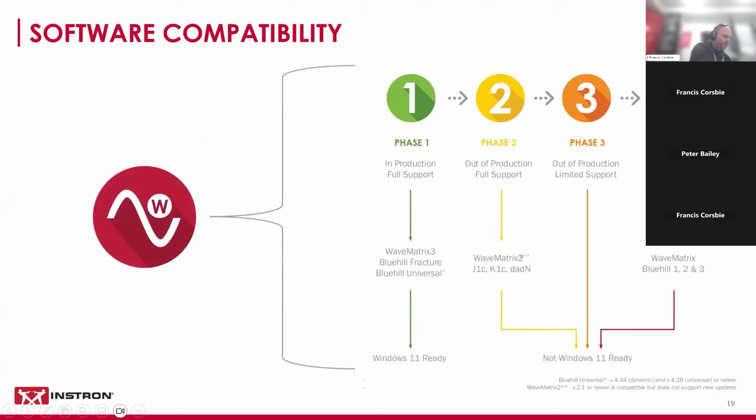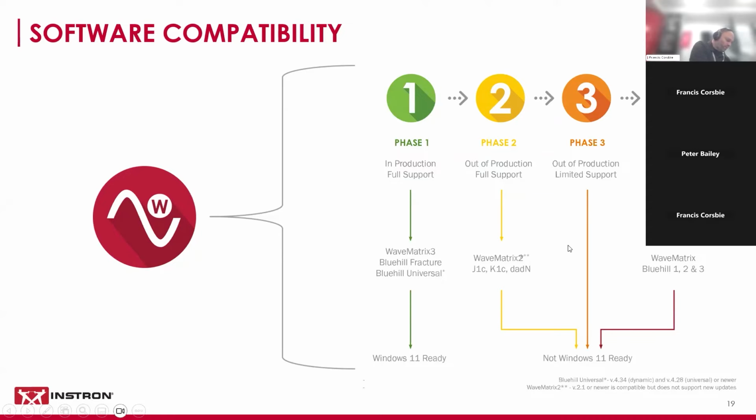Okay, in terms of software compatibility, just to give you a little bit more clarity on the older versions of, let's say, for example, WaveMatrix, which is our more common dynamic piece of software. WaveMatrix 1, like we said, is now phase 4, and same goes for Blue Hills 1, 2, and 3.